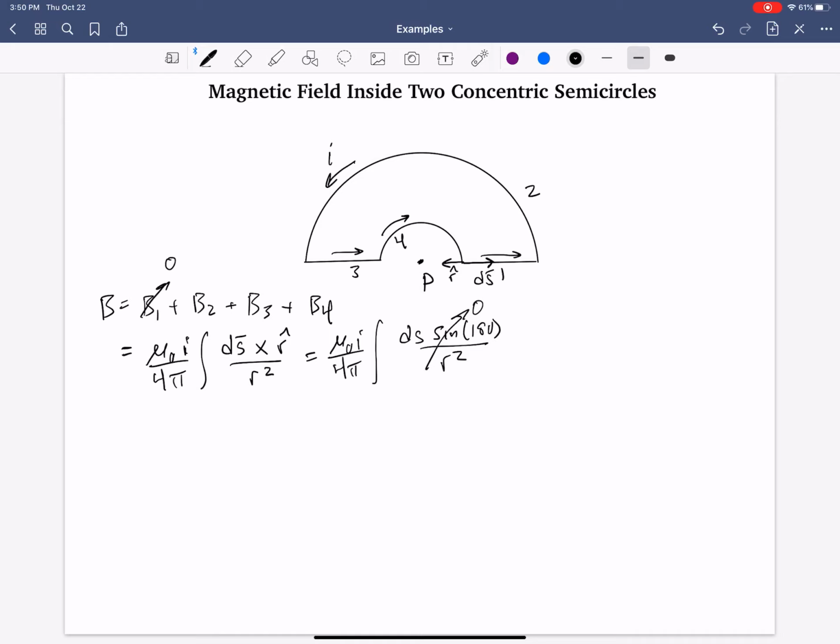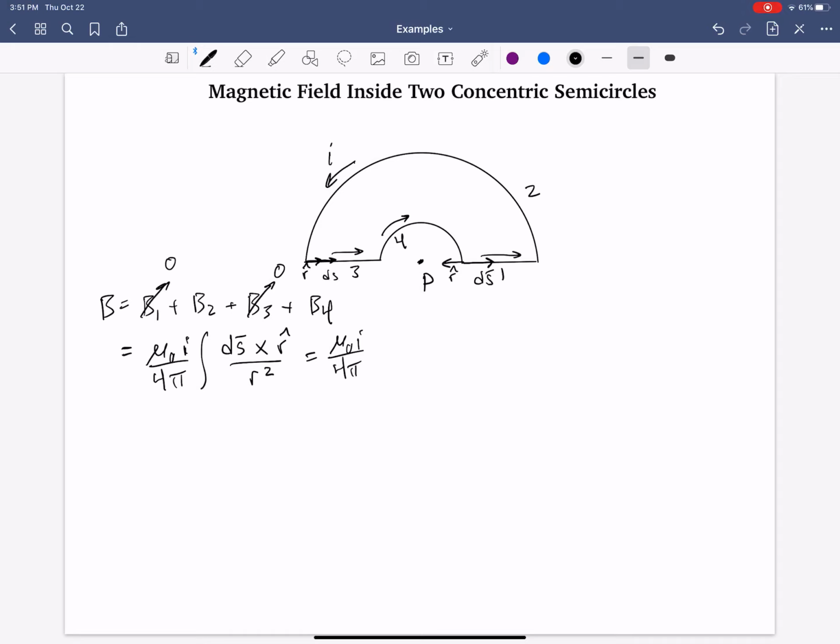Looking across at 3, that's really similar to segment 1. For instance, we'd have a ds pointing to the right and also an r hat pointing to the right, right? That angle would be 0. So sine of 0 in that case would be 0 again. So for those two segments, Biot-Savart tells us their contribution is 0.